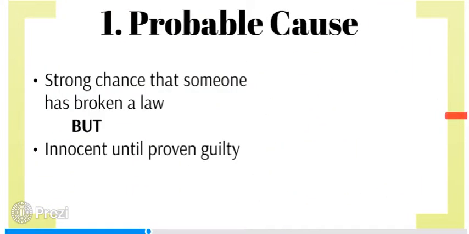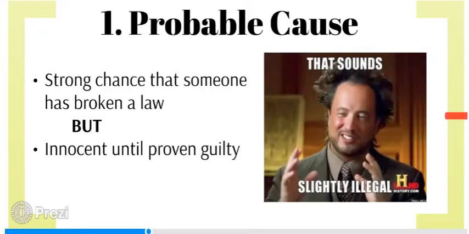Probable cause means there is a strong chance that someone has broken a law. However, we know from our notes from our previous lesson that you are innocent until you are proven guilty. So people can't just assume that you are guilty. If you're having trouble fitting everything in the box, you can just write the top bullet: there's a strong chance that someone has broken the law.